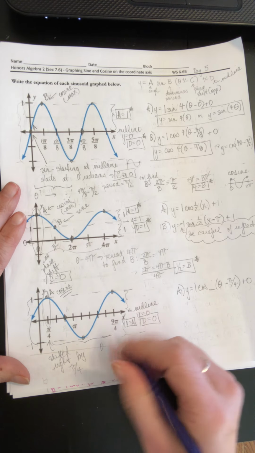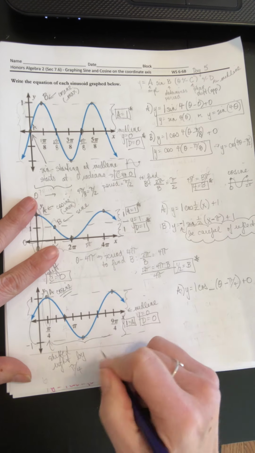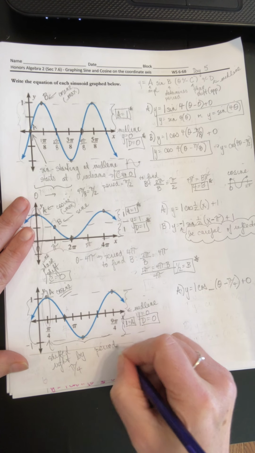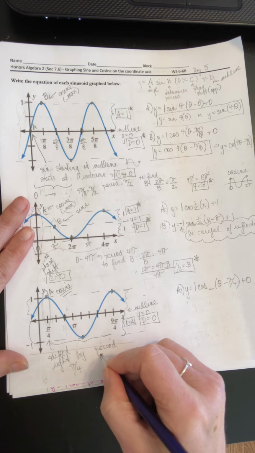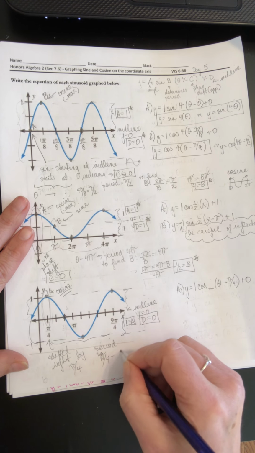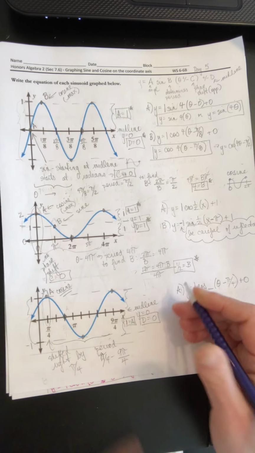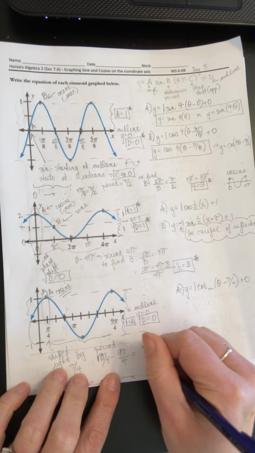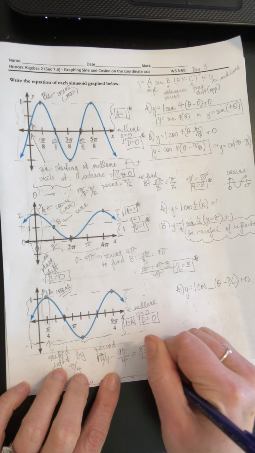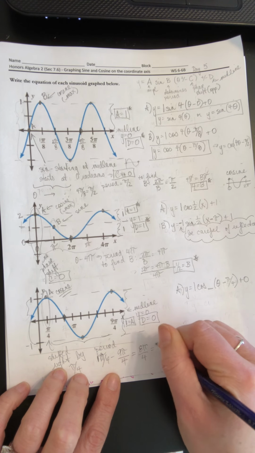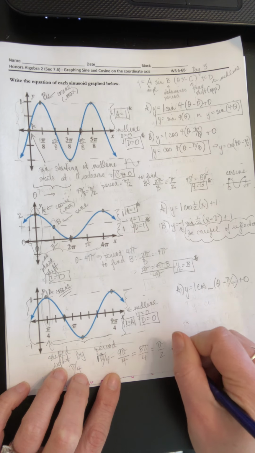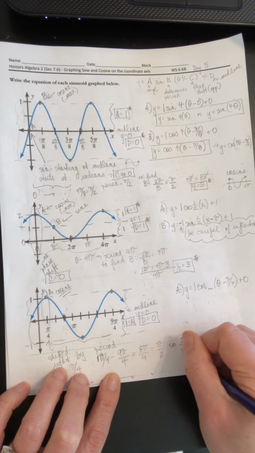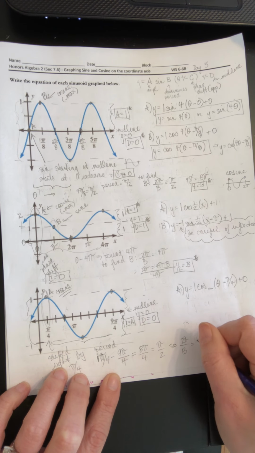So my period is from pi over 4 to 9 pi over 4. If you find the difference of those two, 9 pi over 4 minus 1 pi over 4, that's 8 pi over 4, which is really pi over 2. So to find B, we're going to do 2 pi over B equals pi over 2.